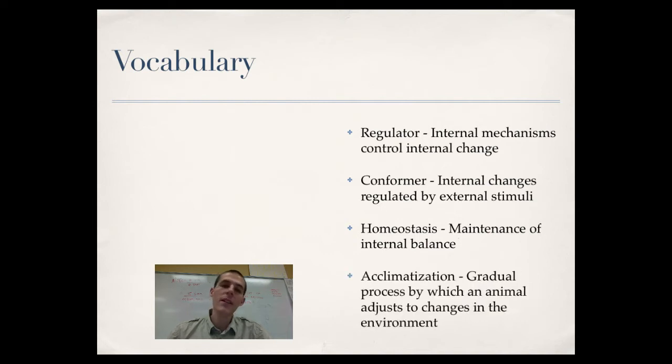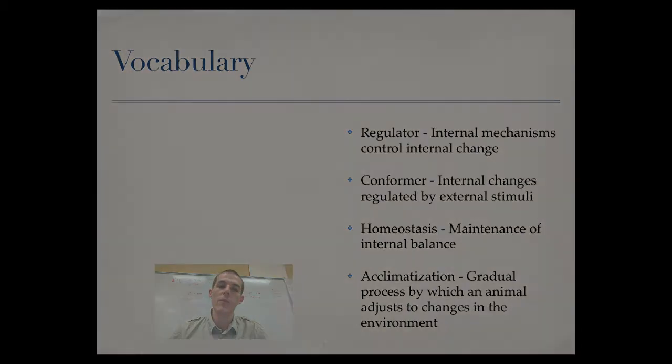And finally, acclimatization. This is a gradual process by which an animal adjusts to changes in the environment. An example of this would be when I go back home to Colorado, I go from sea level to roughly 5,000 feet elevation. The air is thinner, the air is drier, so over the process of a week or so, my body will start to produce more red blood cells to carry more oxygen to meet the demands of that area. Know that this is not adaptation in the terms of evolution. This is just a short-term change in the internal environment to match what's going on with the external environment.